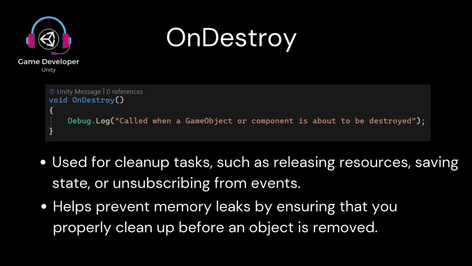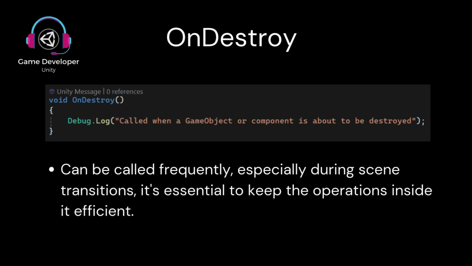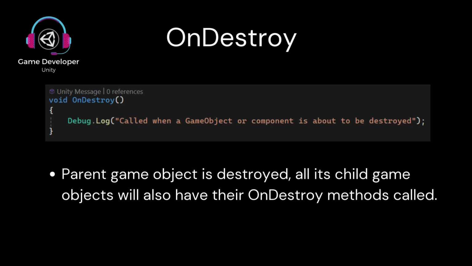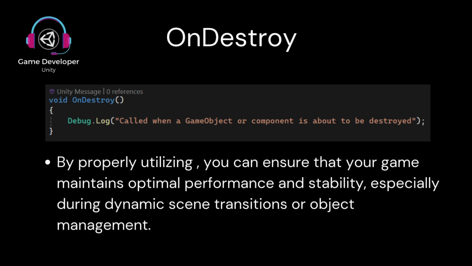It is not called if the application is quitting, but it is called in all other cases where the object is destroyed. Since this method can be called frequently, especially during scene transitions, it's essential to keep the operations inside it efficient. Unlike OnDisable, OnDestroy is only called when the object is being destroyed, not when it's merely disabled. If a parent game object is destroyed, all its child game objects will also have their OnDestroy methods called. By properly utilizing OnDestroy, you can ensure that your game maintains optimal performance and stability, especially during dynamic scene transitions or object management.